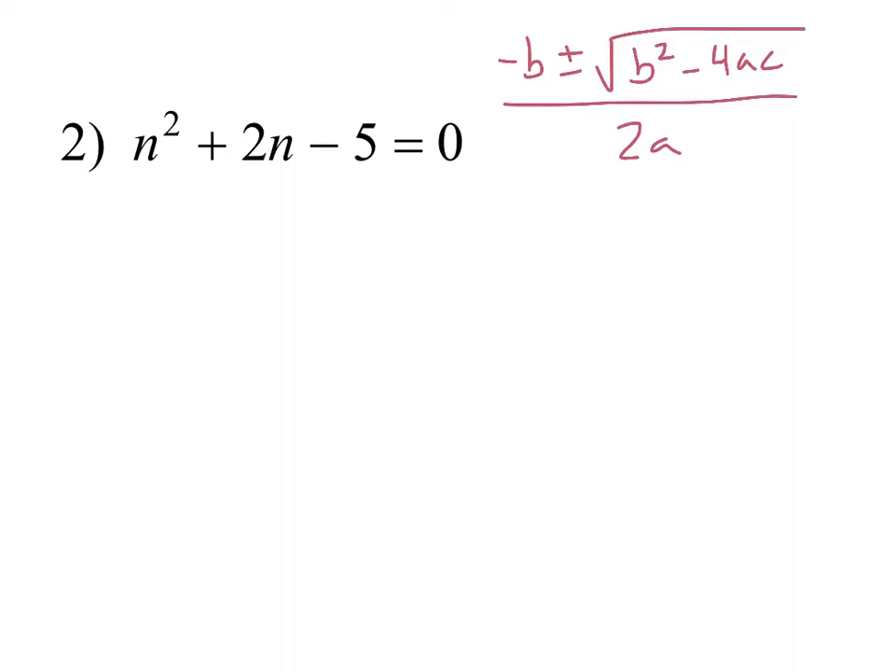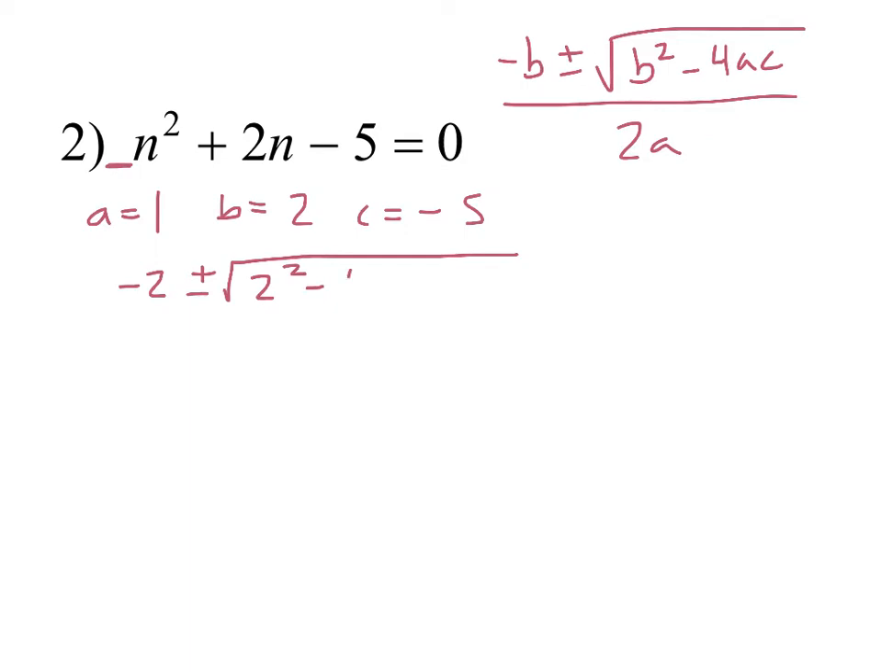And now we just need to find our A, B, and C. So what's our A? 1. So if there's no number in front of the n squared, it's just 1. What's our B? 2. And what's our C? -5. And now we just need to plug all those into our formula. So we have -2 plus or minus the square root of 2 squared minus 4 times 1 times -5 over 2a. 2 times 1.